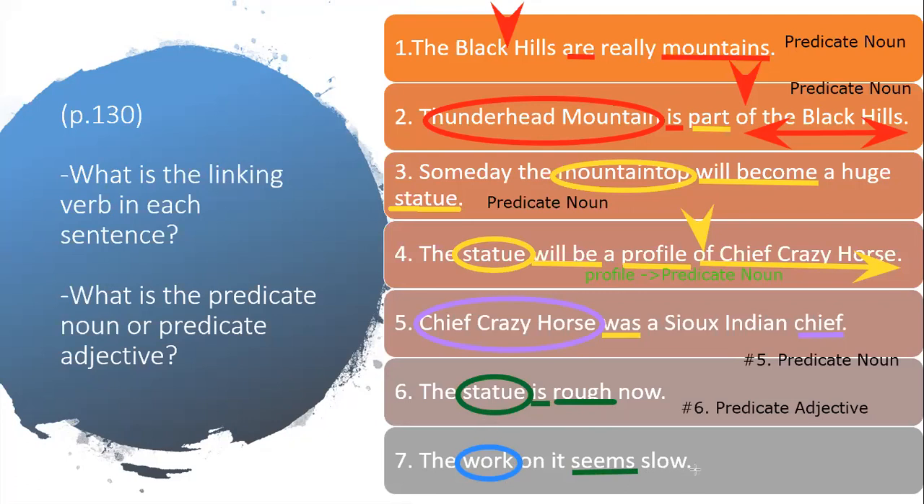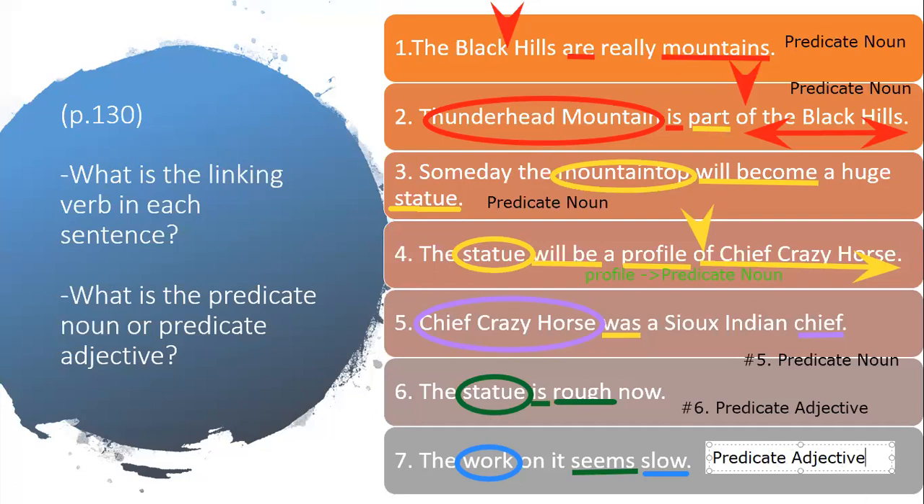Okay, so we know that slow is the word that describes work. And because it describes work, then it is acting as what? Yep, you got it. Oh my goodness, you guys are so smart. Predicate adjective. You guys are doing so great.